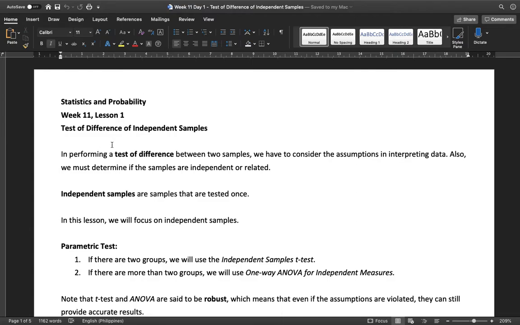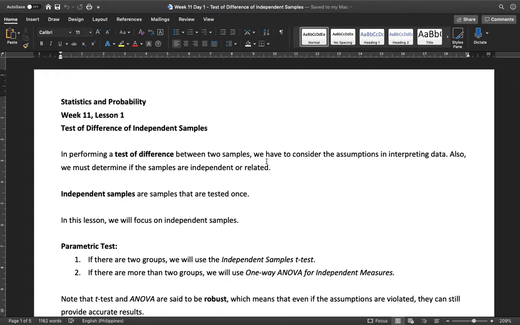In performing a test of difference between two samples, we have to consider the assumptions in interpreting data. Remember yung statistical assumptions natin, yung apat: homogeneity of variances, normality, independence of samples, and linearity. So, consider natin yan. And we have to determine if the samples are independent or related.